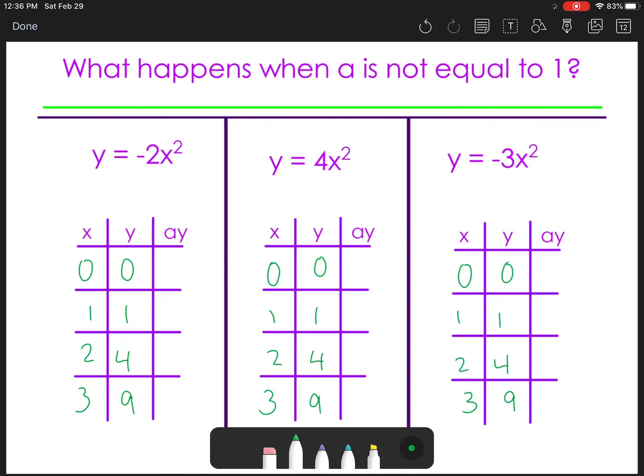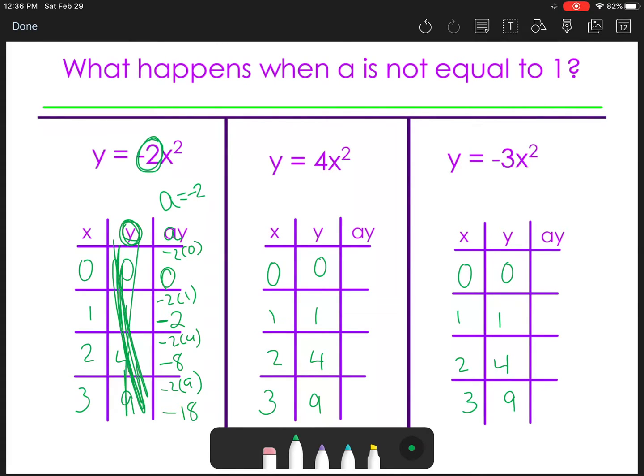So what happens when a is not equal to 1? Basically what we do is we keep those same x and y values, but we take our a value. So for y equals negative 2 times x squared, a would equal negative 2. And then to figure out how this changes the graph, we take our a value and we multiply it by this y column. So for the first one, I take negative 2 and multiply it by 0. Well, that's just 0. For the next one, I take negative 2 and multiply it by 1. Well, that's negative 2. Then negative 2 times 4 is negative 8. Negative 2 times 9 is negative 18.